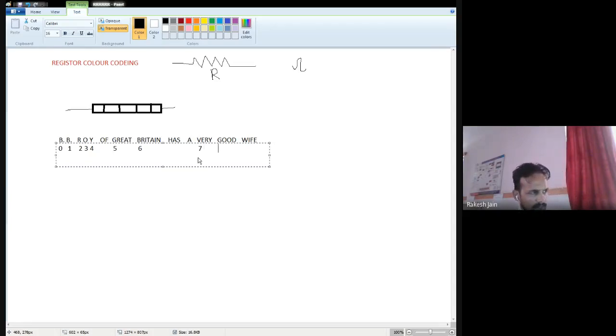Then the numbering for G is 8. Then W numbering is 9. So these are the different numbering for this abbreviation.